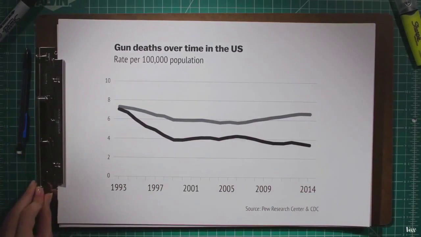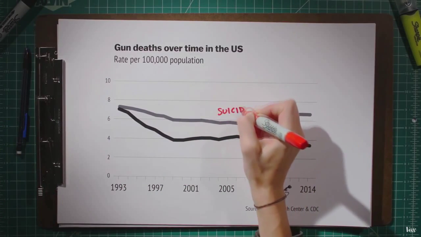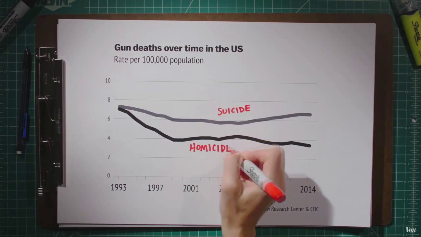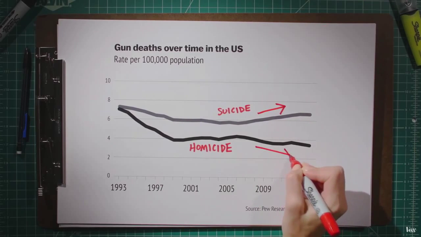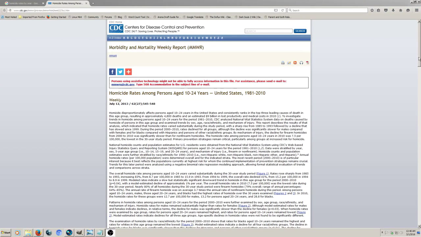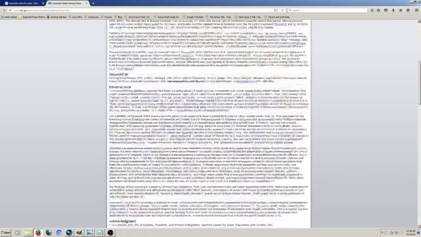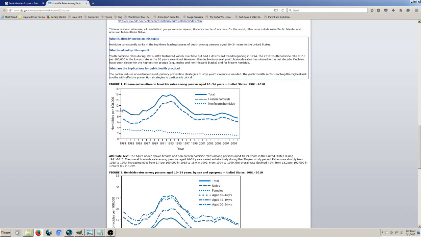And the rate of gun suicides has been increasing in the US. At the same time, the rate of gun homicides has been decreasing, especially since the 90s when crime rates in general were higher. Yep, that is true. As you can see, this is a report from the CDC from July 12th, 2013. And it's the homicide rates among persons aged 10 to 24 years. And the reason for that is because homicide disproportionately affects people at age range 10 to 24 years. And as you can see here, homicide rates kind of peaked around 1993. Then there's a decline, and then it goes up a little bit again around 2006, and then it declines again.